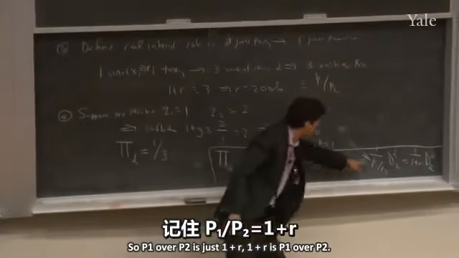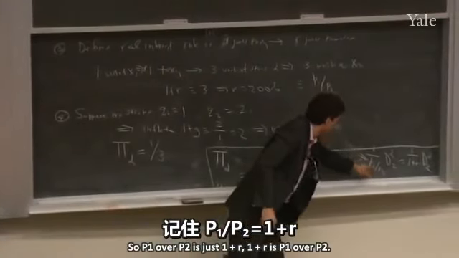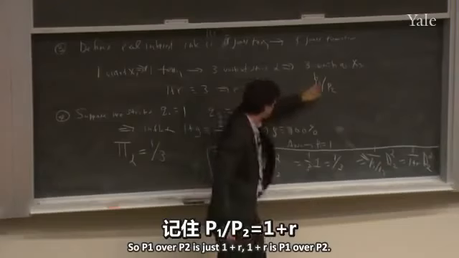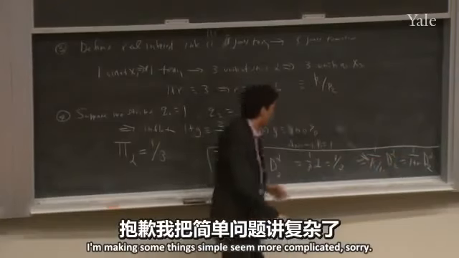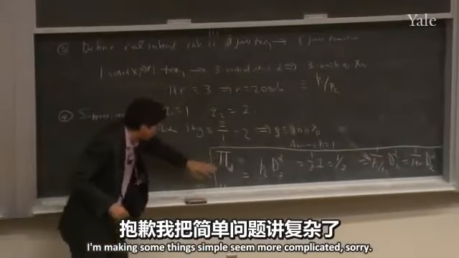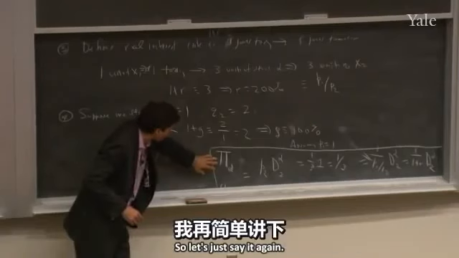Okay, so P1 over P2 is just 1 plus r. 1 plus r is P1 over P2. So, okay, I'm not saying anything, I'm making something simple seem more complicated, sorry. So let's just say it again.